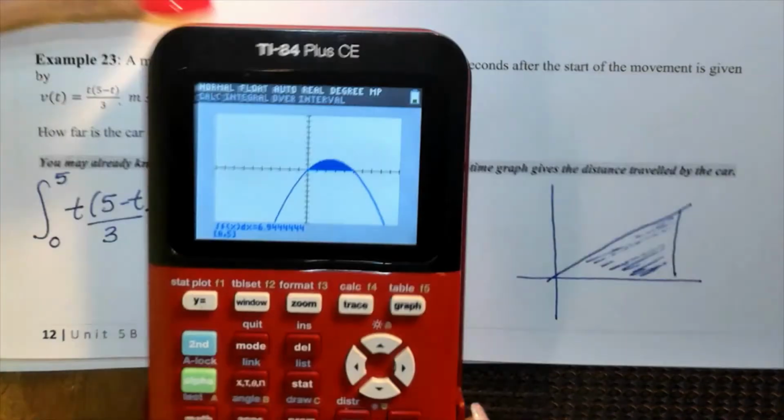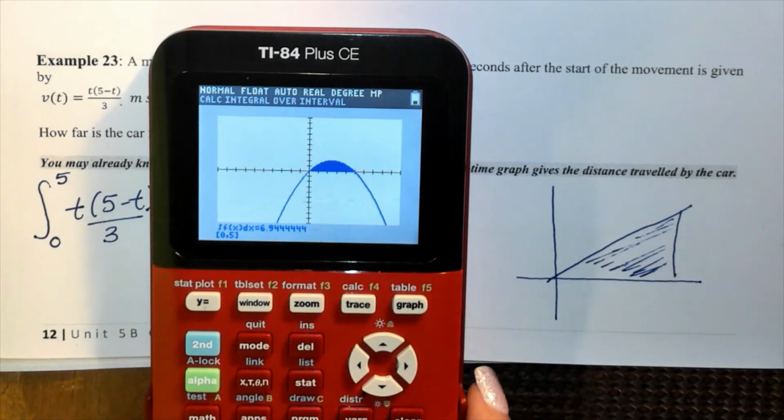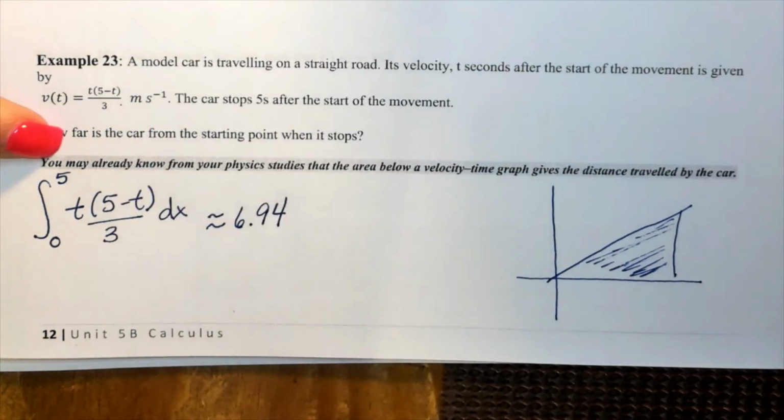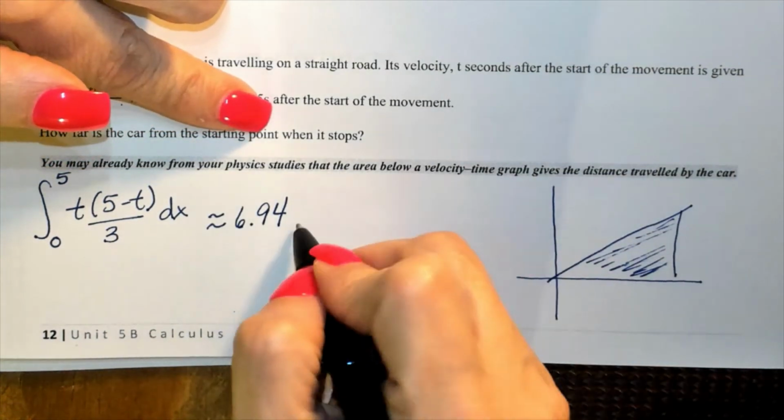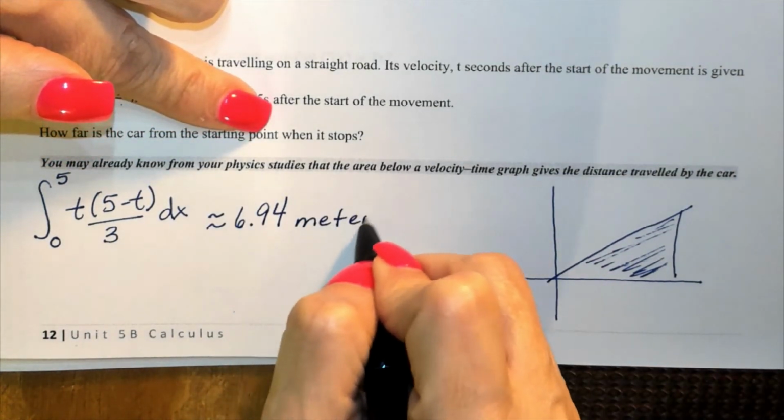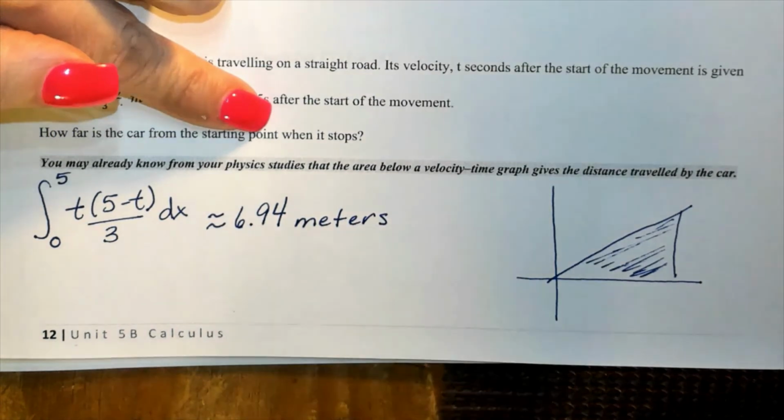6.94 meters, because our question was how far is the car from the starting point? So you want to be sure and say we are 6.94 meters. All right, hopefully you're enjoying that. You're like, oh, this is not too bad.